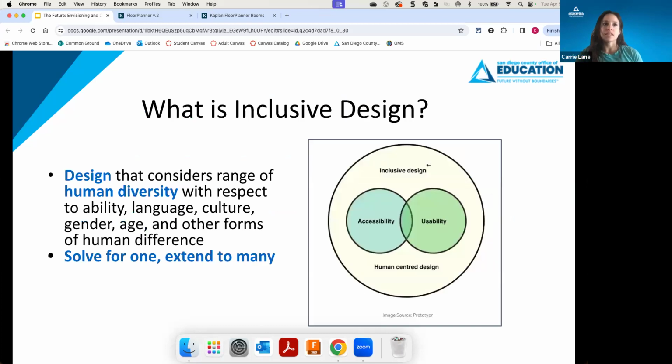And inclusive design I put in here is really considering human diversity and the ability to solve for one group and then extend to many. And so as you tailor things to one group, a lot of times it ends up supporting all.